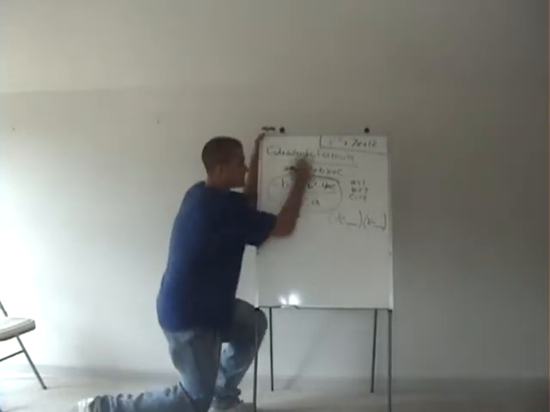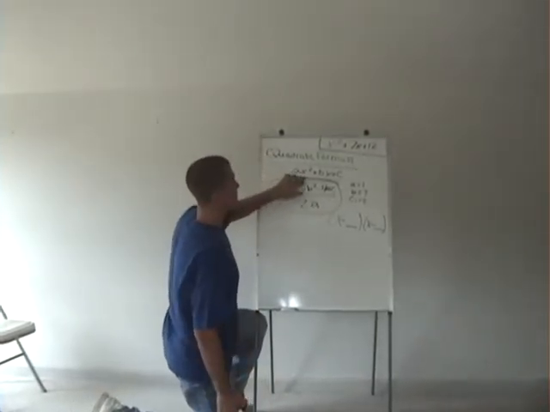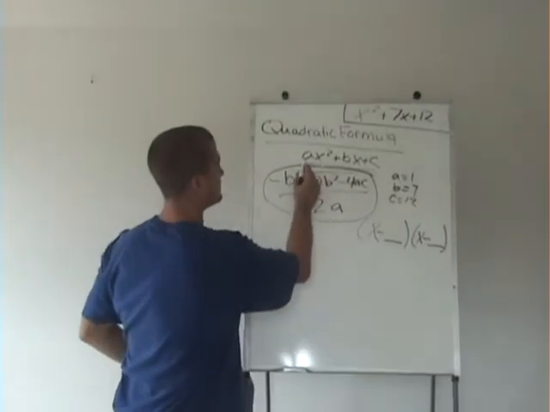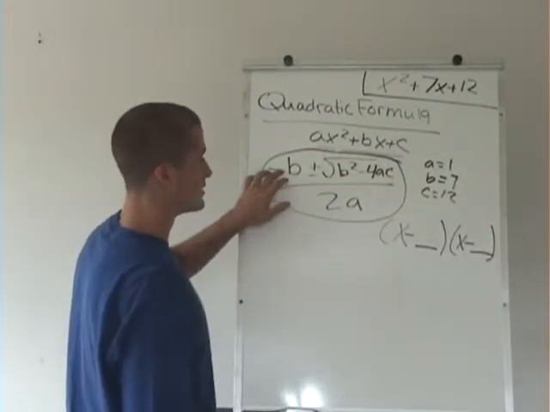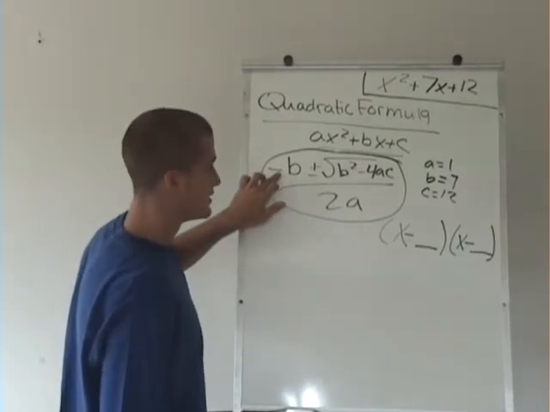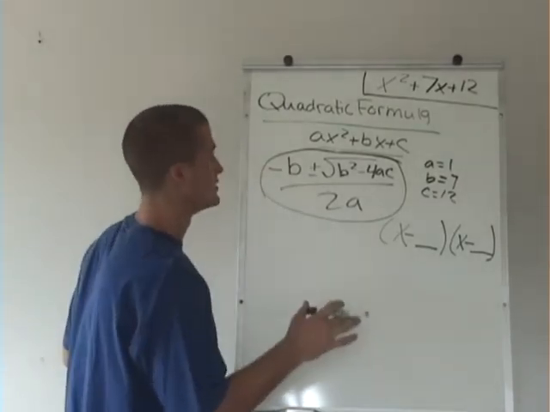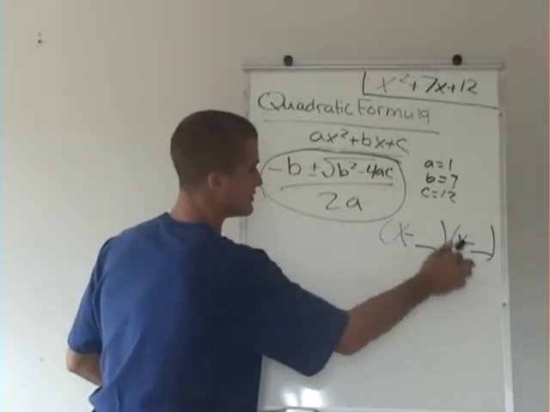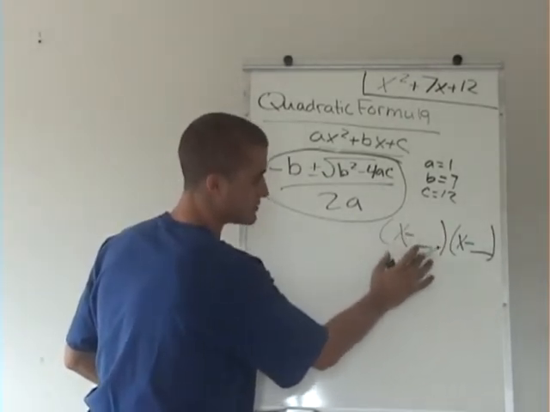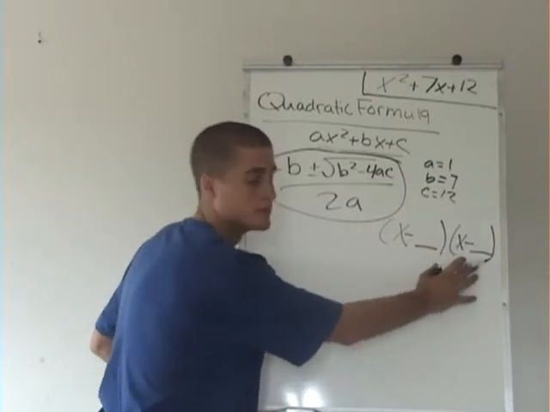So what the quadratic formula says is if you're given a polynomial of this form here, ax squared plus bx plus c, you can plug it into this formula here and get the roots of the factorization, where we'll put the roots in this form, x minus the first root times x minus the second root.